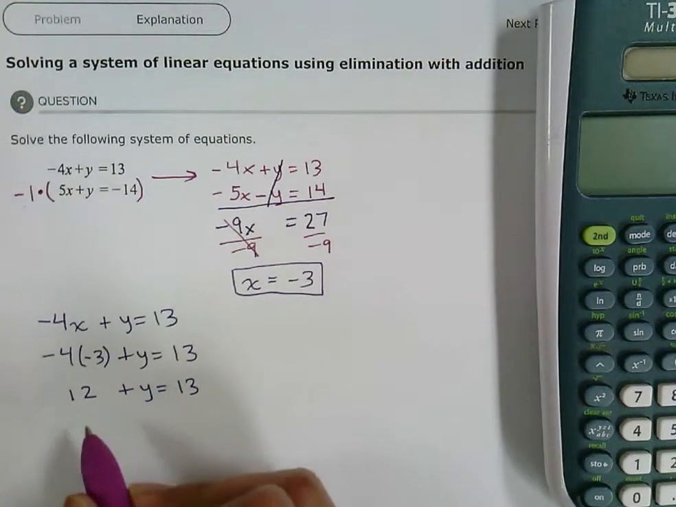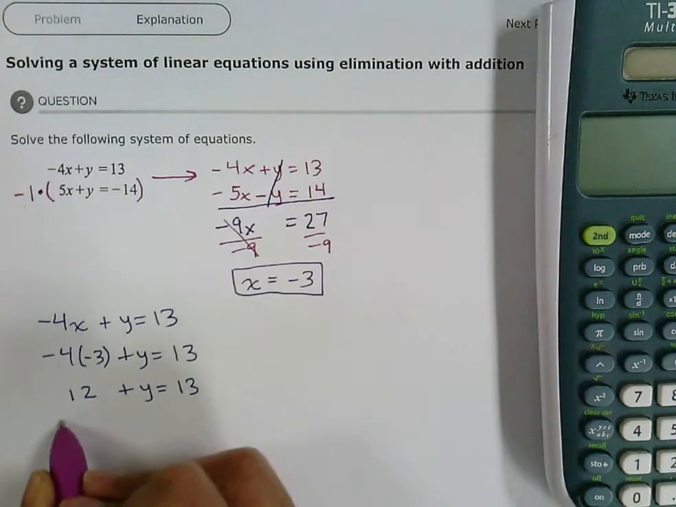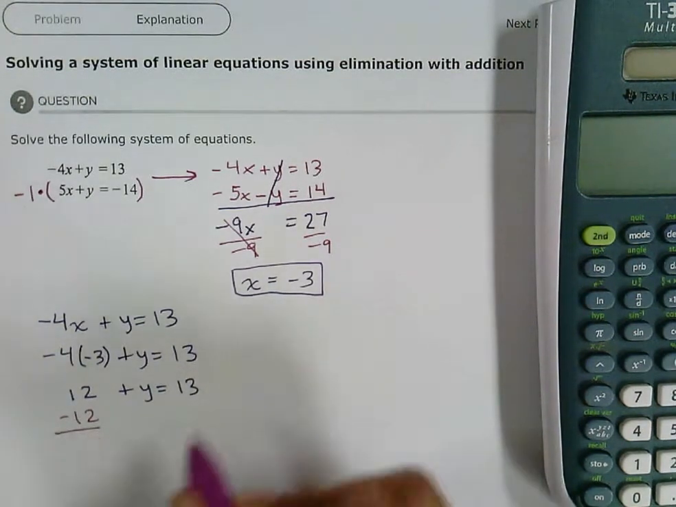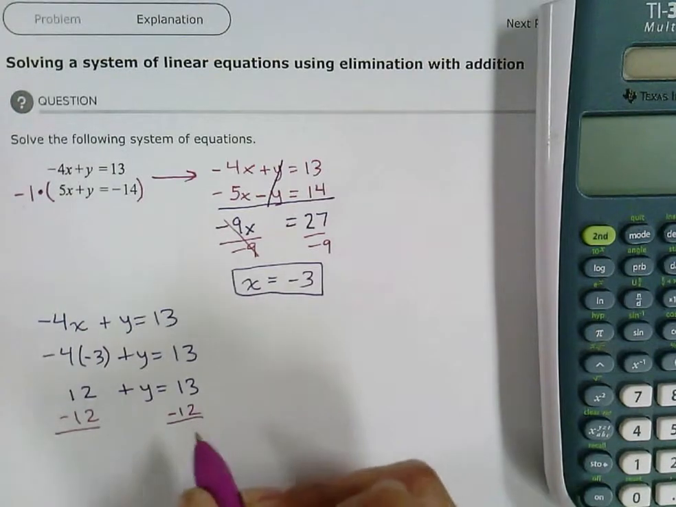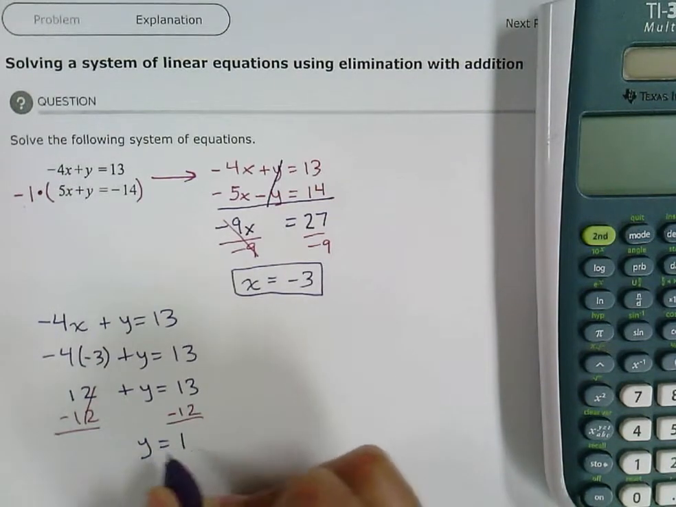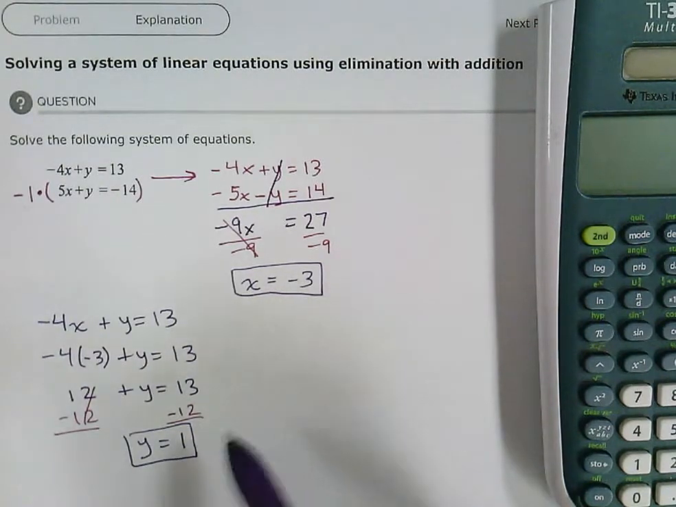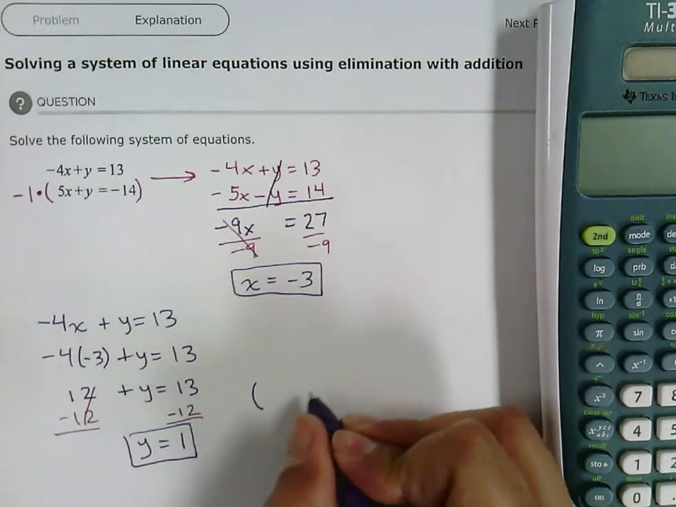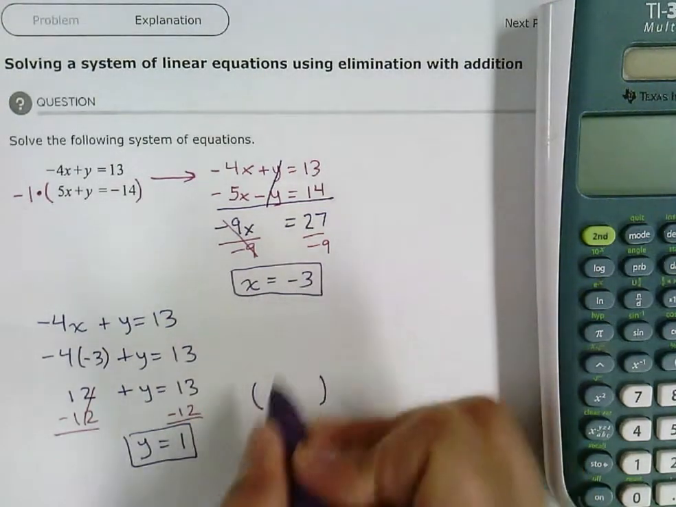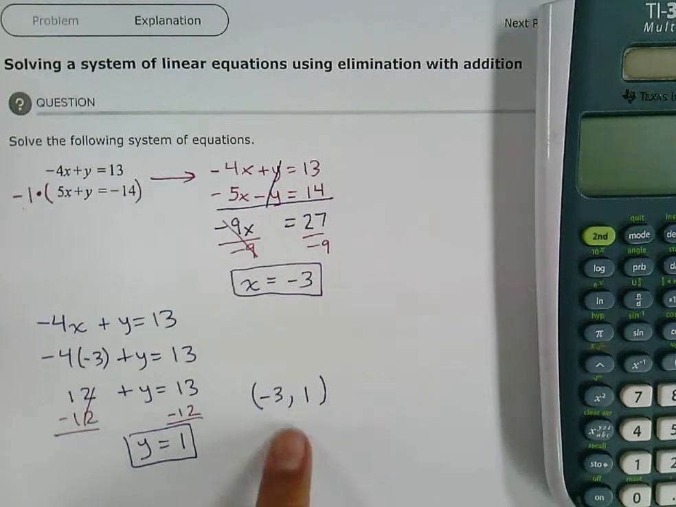Now you can quickly jump to a conclusion here. 12 plus what number is 13? Yes, 1. Or if you're showing the steps, subtract 12 on both sides of the equation, and the result again is y equal to positive 1. You can simply type for x negative 3 and for y 1. But I ask that you write your final solution as an ordered pair, the x value being negative 3 and the y value being positive 1. Again, that point represents the point of intersection if we were to graph the first and second equation.